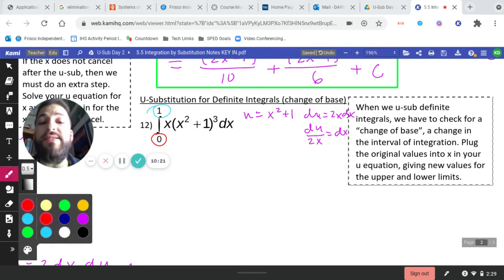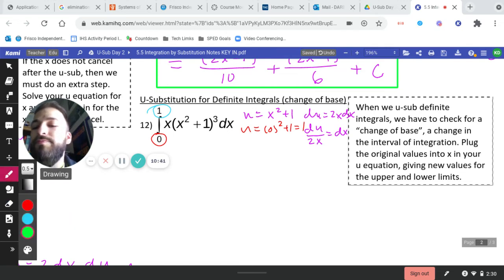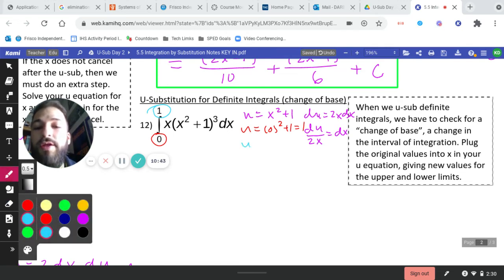Plugging in 0, U is equal to, I plug 0 in for X because it's an X interval. So U is equal to 0 squared plus 1, which is just equal to 1. And then my second one is 1, so U is equal to 1 squared plus 1, which equals 2. So my new interval is going to be 1 to 2.